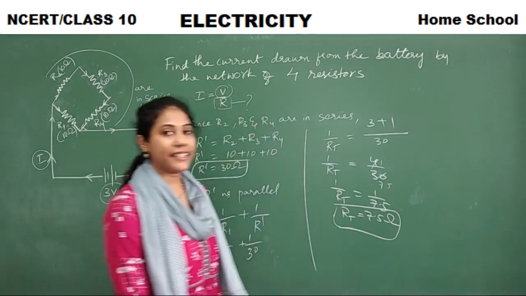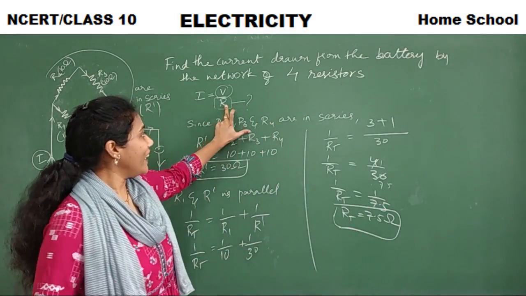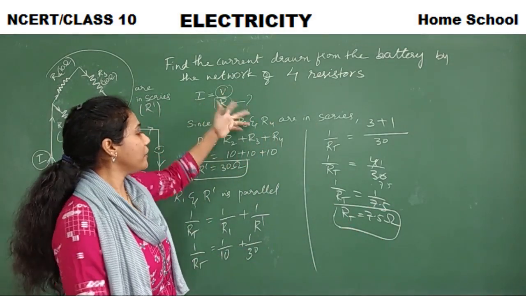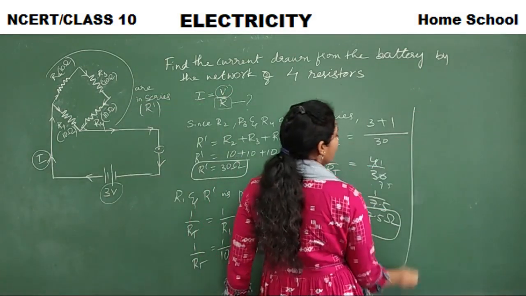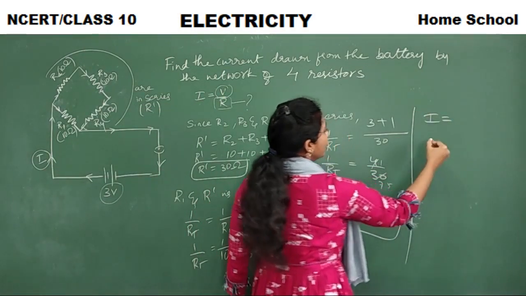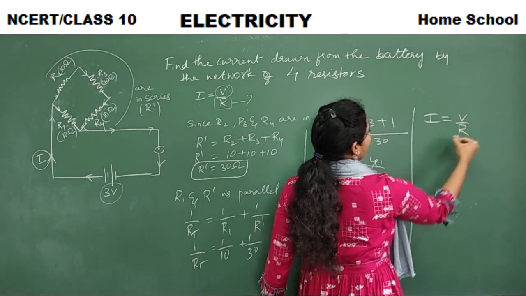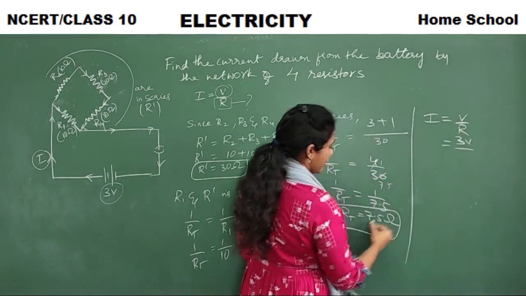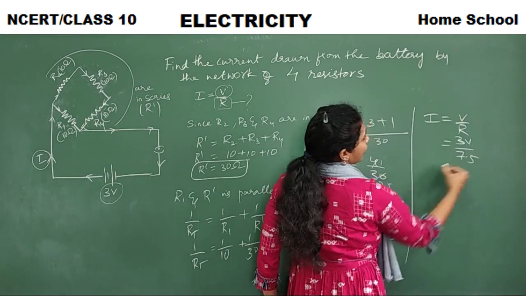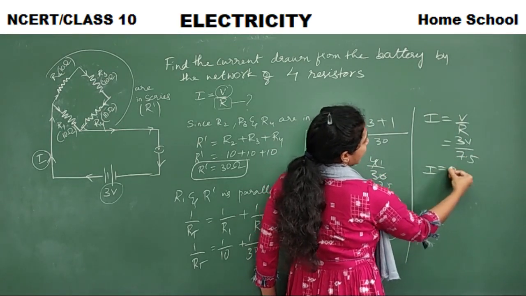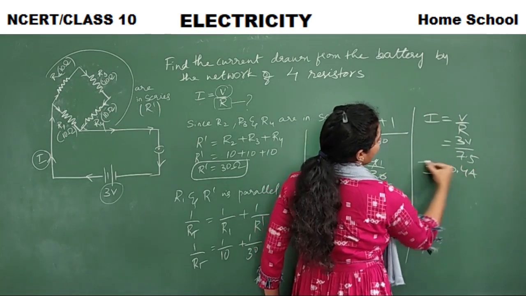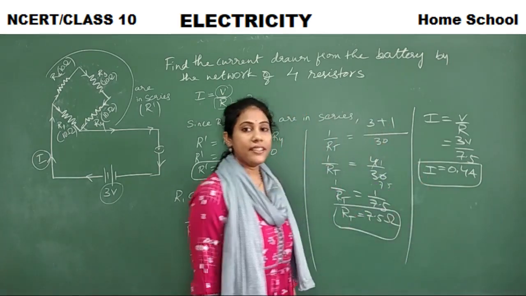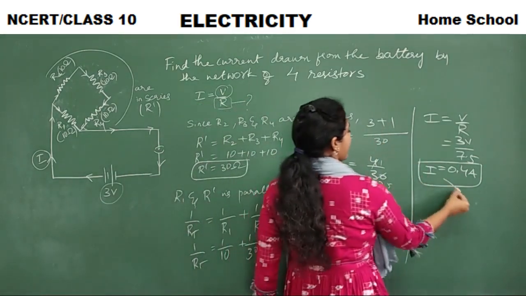So this is your RT, guys. We know RT, we know voltage. Can't you find out I? They asked you the total current. I is equal to V by R. What is V here? 3 volts. And what is R here? 7.5. So how much is the I value you will get? 0.4 amperes. Isn't it? So this is your answer.